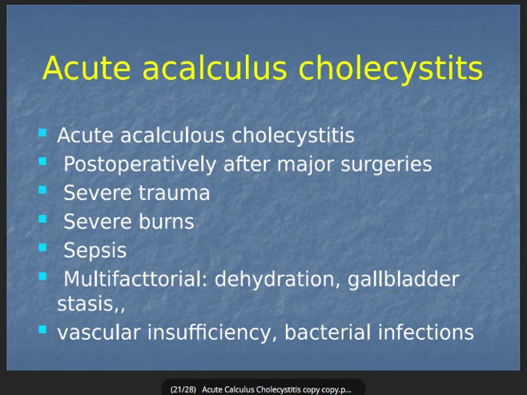So what happens, as we said at the beginning, in calcular cholecystitis, what is the cause? Obstruction of the cystic duct. Here you have obstruction also, but the obstruction is not caused by a stone. It is caused by the edema of the gallbladder, because the cystic duct is very thin, so you get edema with the dehydration, and the gallbladder with stasis is not working.